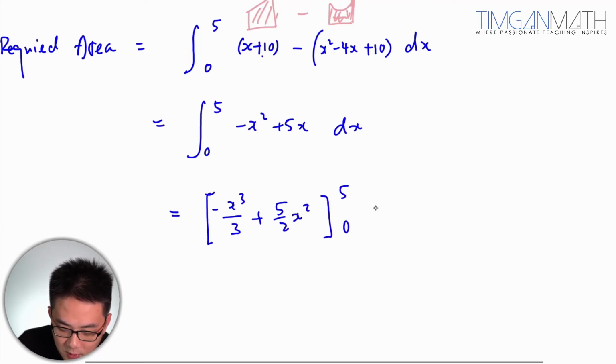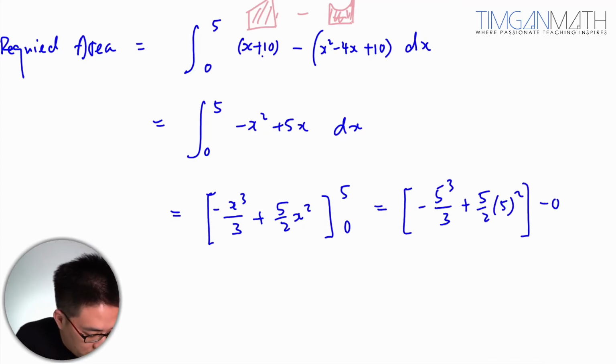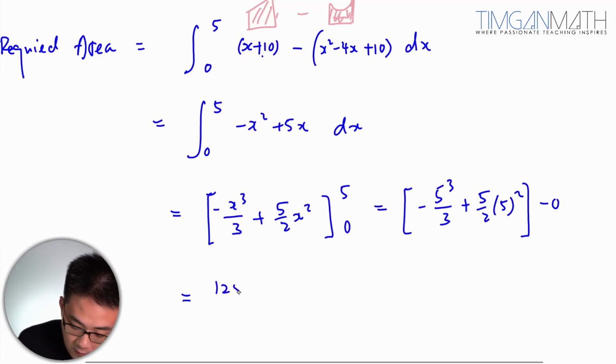From 0 to 5. I like it when it's 0 because everything will just be 0. So minus 5 cubed over 3 plus 5 over 2 times 5 squared, minus 0. Key it in the calculator and you should be able to get the answer, which is 125 over 6.